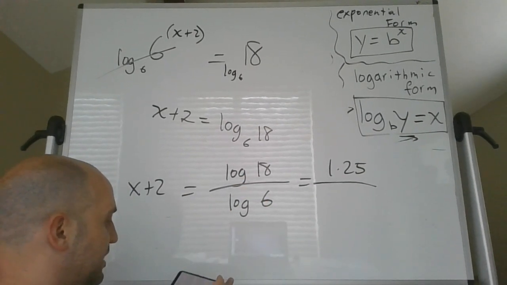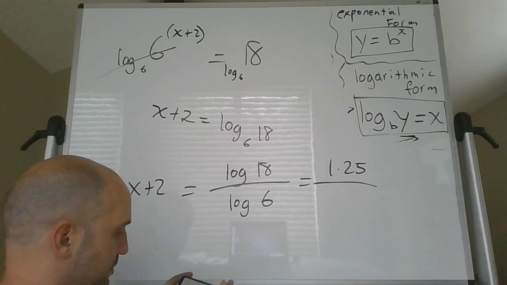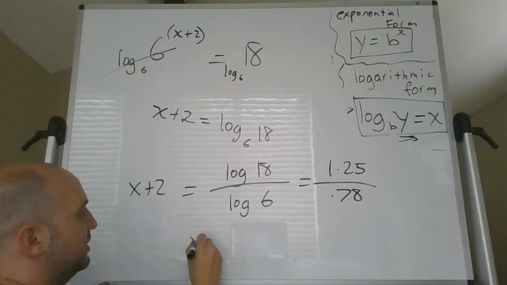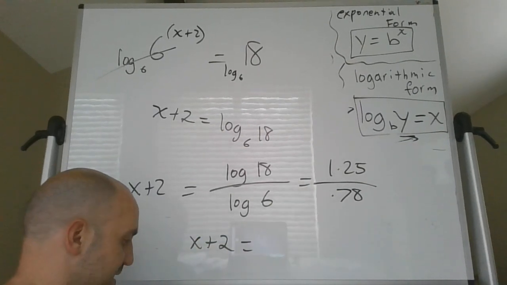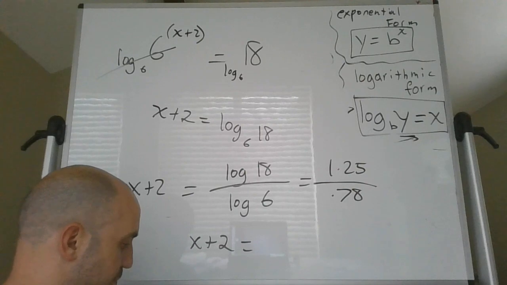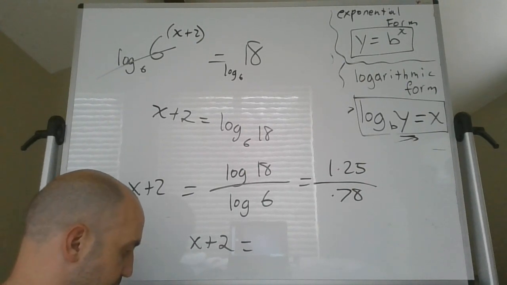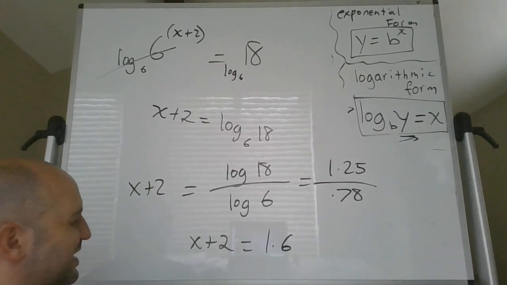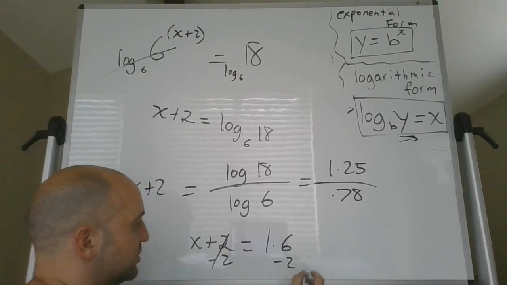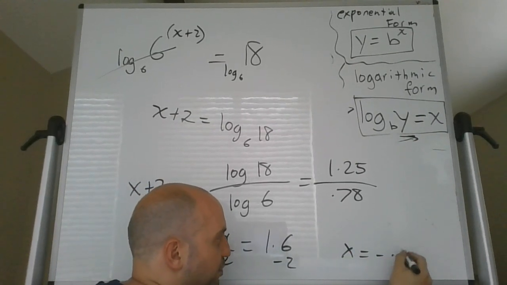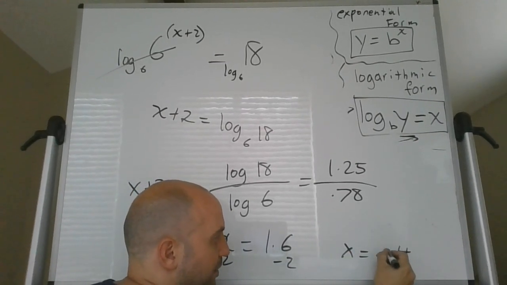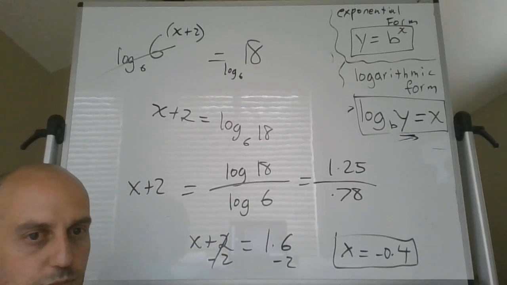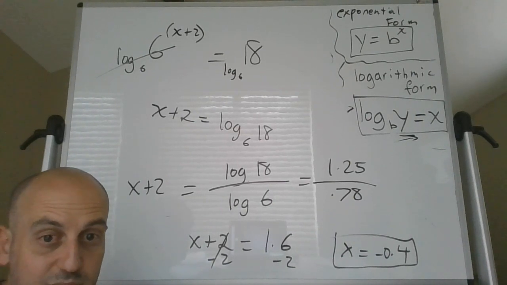All right, now I'm going to do log of 6. Log of 6 is approximately 0.78. Okay, so I have x plus 2 is equal to whatever that is. So let's do that. 1.25 divided by 0.78 is 1.6. I'm approximating. Okay, 1.6, and then lastly I've got to do minus 2. x is equal to negative 0.4. And we are done. Negative 0.4.